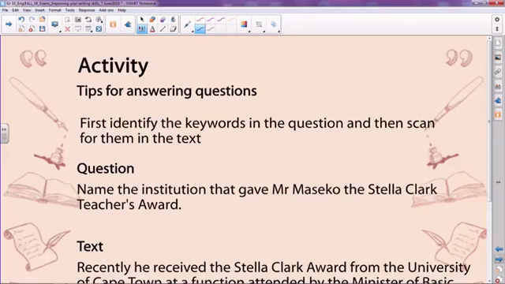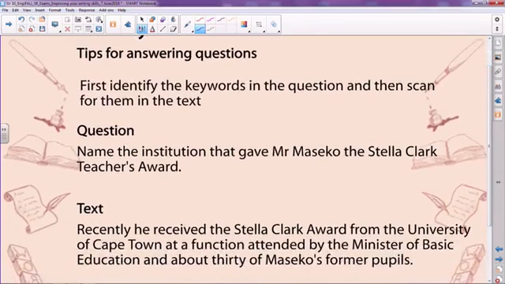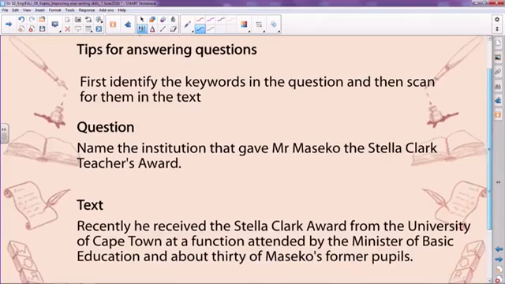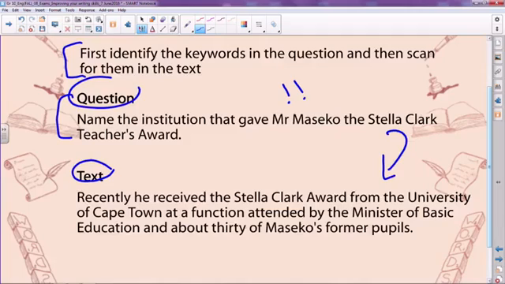So I'm going to give that to you to do in your groups. I'm going to give you not as much time as our last question because this should be a speedy activity. Again, here we have, first identify the keywords in the question and then scan for them in the text. So this is a question: Name the institution that gave Mr. Maseko the Stella Clark Teachers Award. And then the text is, recently he received, etc. I'm going to give you 1 minute to scan through the question. What is the key word? What are the important words? And then try and identify them in the actual text. So you've got 1 minute to do that.